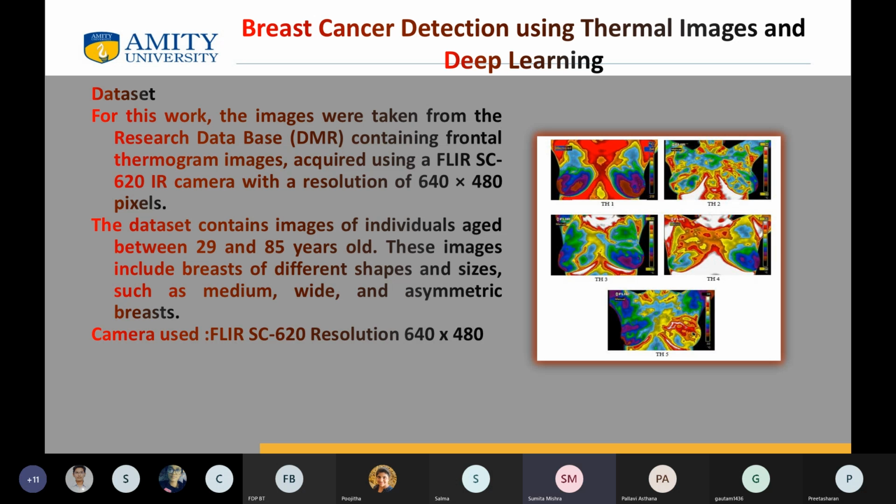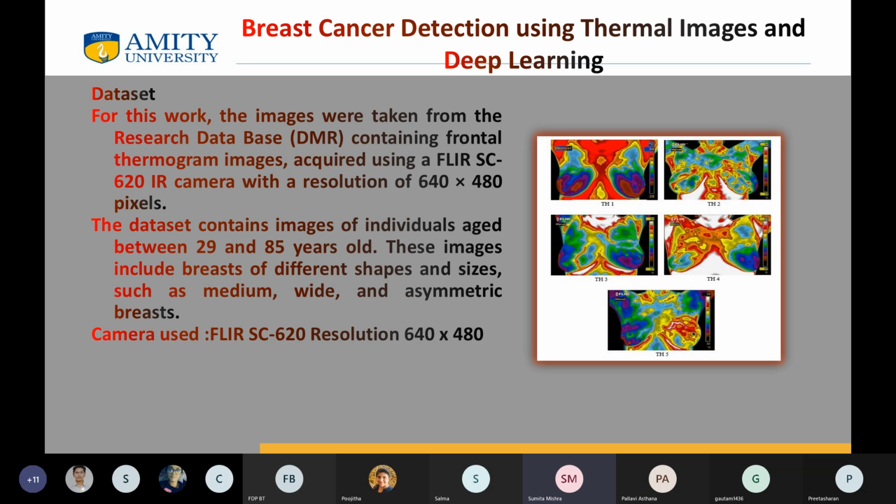Total patients here were 66. These were female patients from 29 to 85 years old who had breast cancer. The database had different shapes and sizes, and it was captured using the FLIR SC620 camera. This particular camera has a resolution of 640 by 480. We worked on this data set to infer whether the image being analyzed is cancerous or non-cancerous.